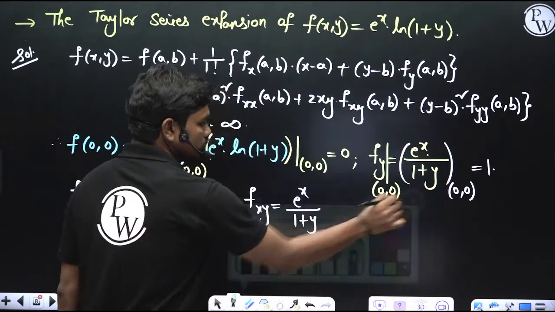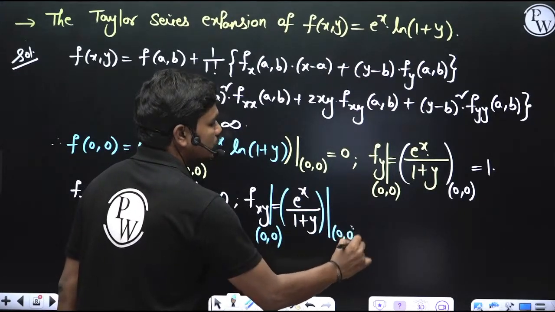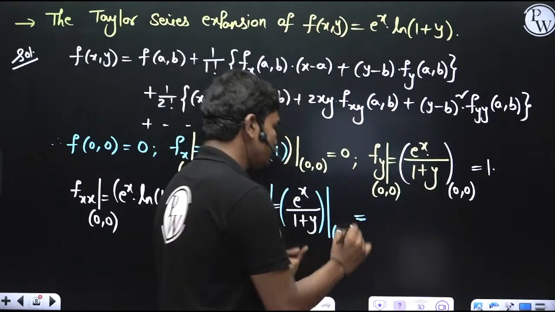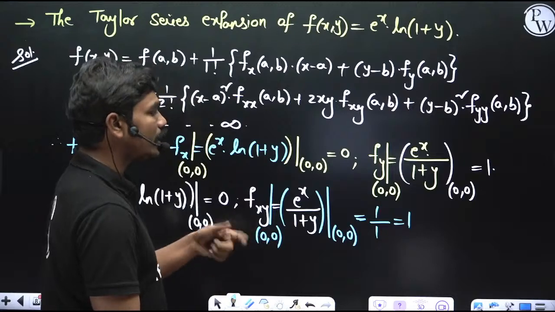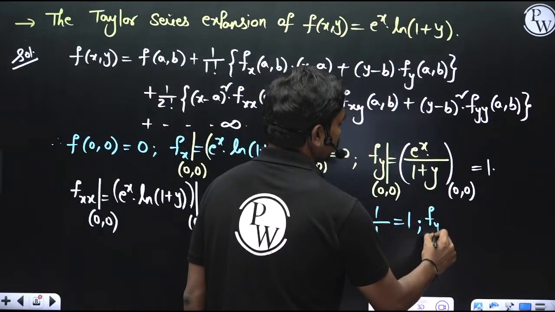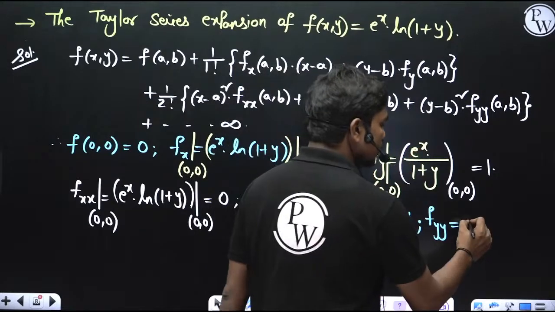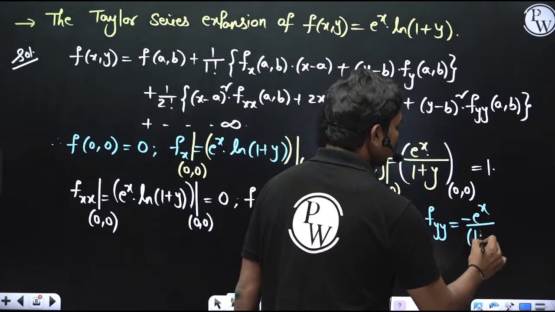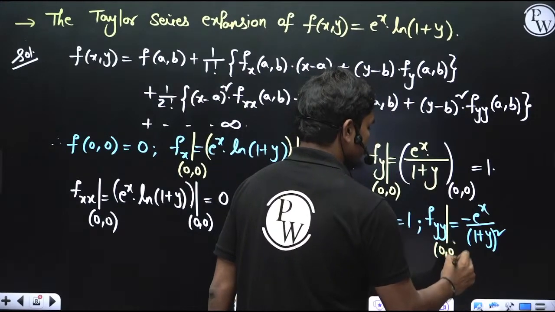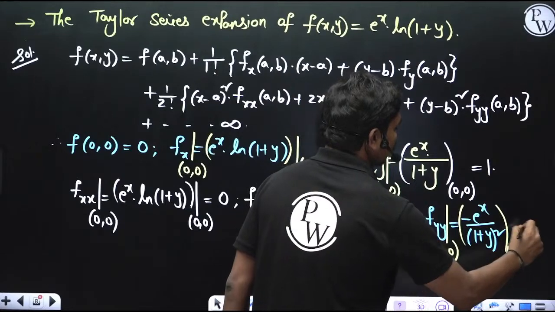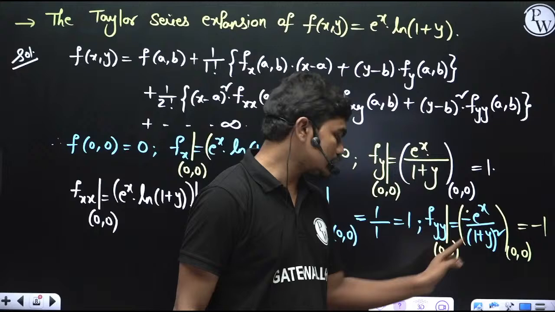And if you calculate this value at 0 comma 0, if you put x equal to 0, it's 1 by 1, which is 1, the same thing. And fyy: let's check what is fyy, the derivative of this function with respect to y partially. e power x is constant, so it's minus e power x by (1 + y) whole square. When you put the origin here, this value is minus 1 of course, because (1 + 0) whole square is 1 and minus e power 0 is minus 1 actually.